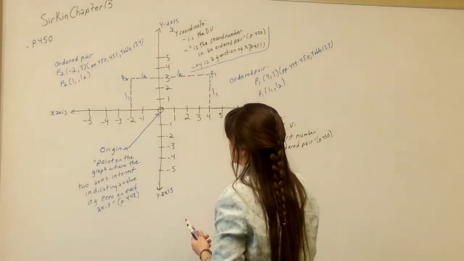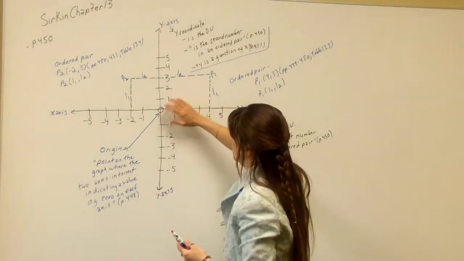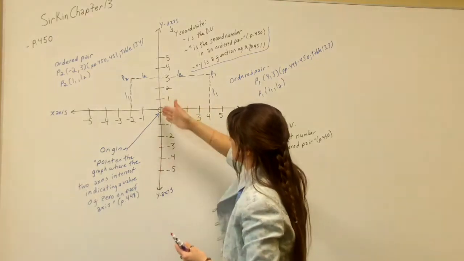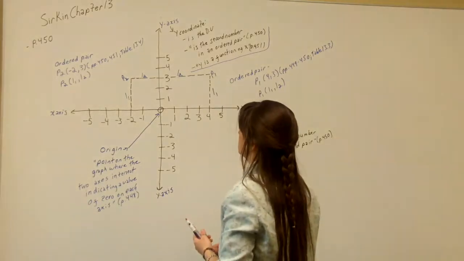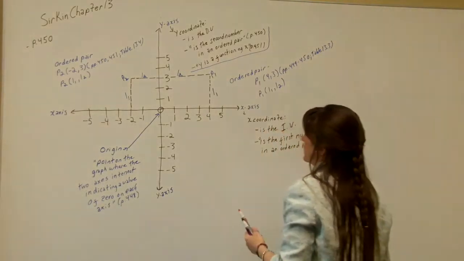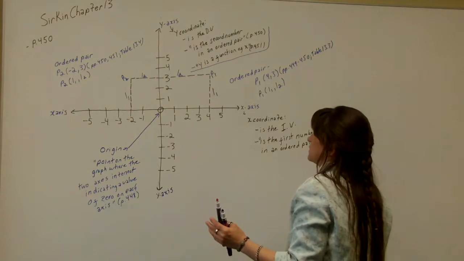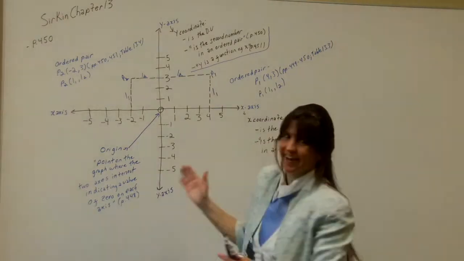Okay, now back to the explanations. So that's your origin. That's where both axes have a value of 0. That's all that's saying. Now let's go to explaining what's the x-axis and the y-axis.